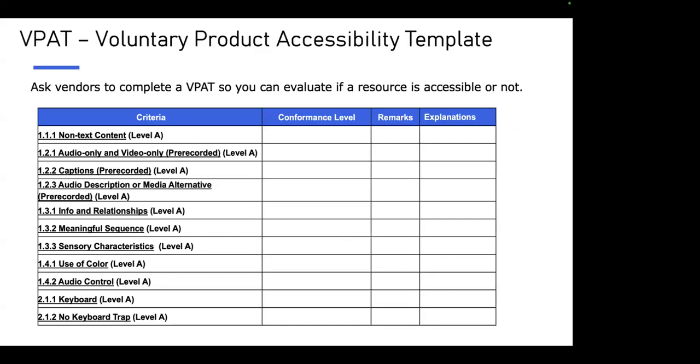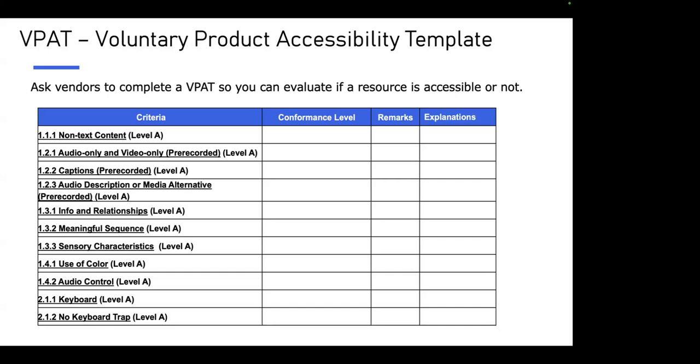A VPAT is a template. It's a Word document that vendors fill out that lists all of the WCAG criteria, and we're asking them to tell us: do they support it? Do they partially support it? Or do they not support it? Maybe it's not applicable. If it's not evaluated, that's the same thing as does not support.